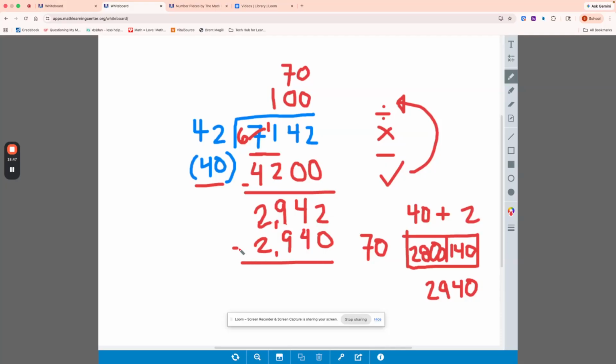So now I can subtract, and I'm left with 2. Now I want to see, can I keep dividing? No, I can't, because 2 is much smaller than 42. I can't divide them as a whole number or to get a whole number answer. Okay, so I am done. So now we're going to end up with 170 because we add the two partial quotients, and we write down the remainder on the side, remainder 2. 170, remainder 2.